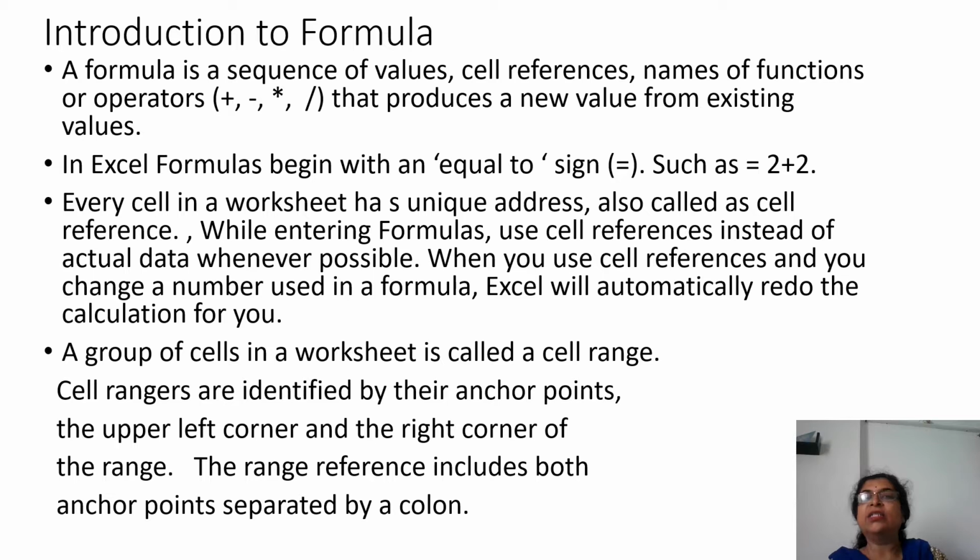Every cell in a worksheet has a unique address, also called a cell reference. While entering formulas, use cell references instead of actual data whenever possible. A group of cells in a worksheet is called a cell range. A cell range is defined by its starting cell on the left hand side, that is the anchor point, the upper left corner, and the right corner at the end, that is the end point. The range reference includes both the anchor points separated by a colon.